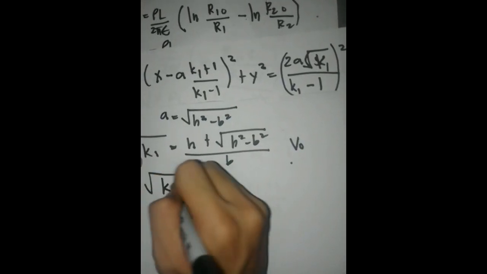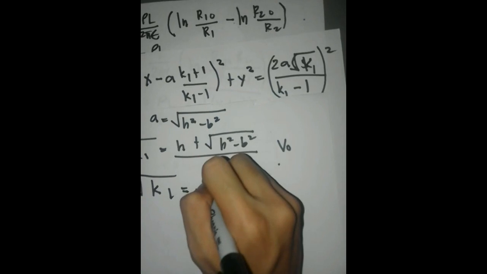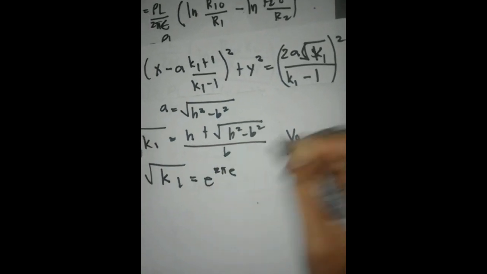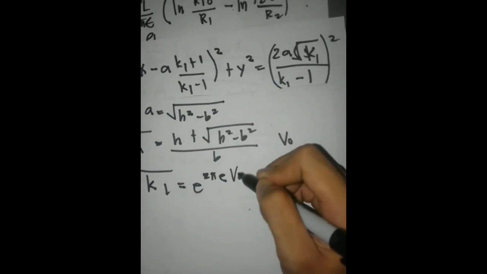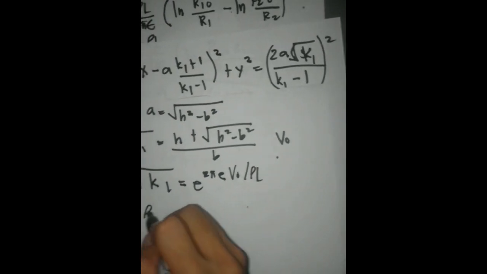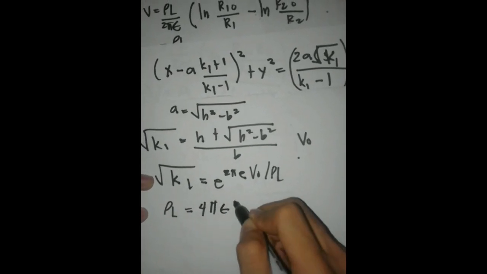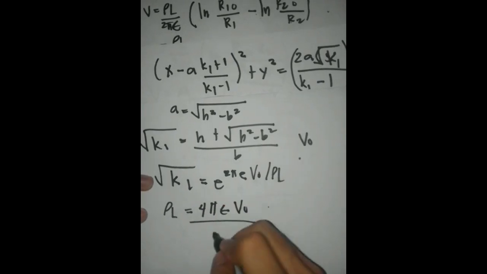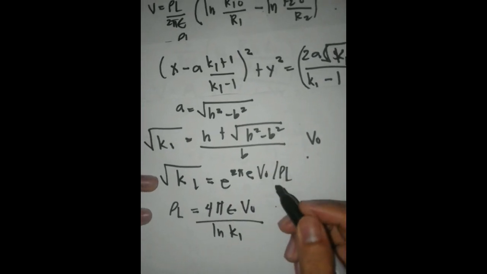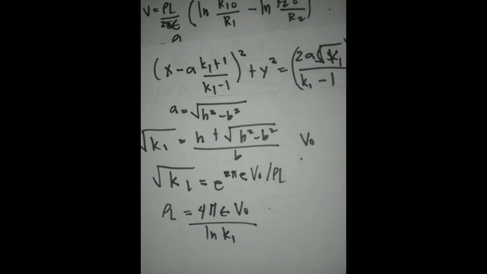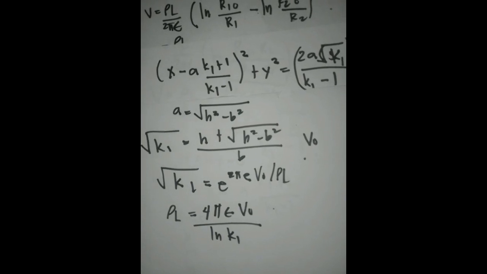This leads to the square root of k1 equal to e to the 2 pi epsilon V sub 0 over rho L. Therefore, rho L is equal to 4 pi epsilon V sub 0 over ln k1. Thus, given h, b and V sub 0, we may determine a, rho L and the parameter k sub 1.